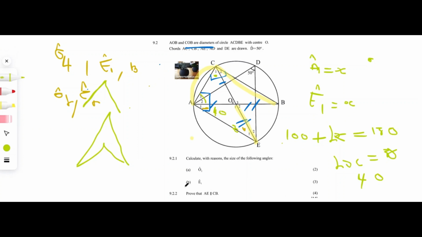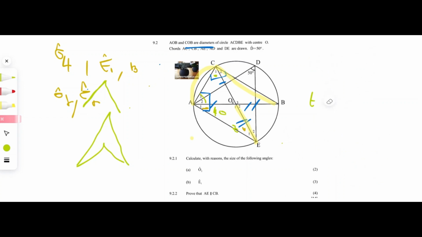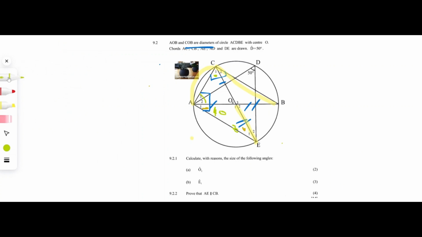Okay, then for the next question, 9.2.2, prove that AE is parallel to CB. And so what you want to do is first list out all of the different options that are available to us, right? If we want to prove that two lines are parallel to each other, we would have to prove alternating angles, or we would have to prove co-interior angles. We would have to identify maybe two angles that are equal to each other in that alternating position, or we could use co-interior or corresponding.